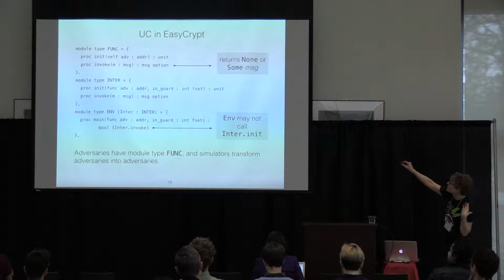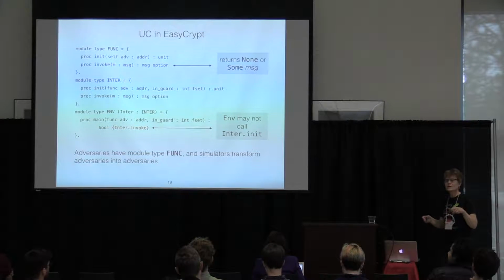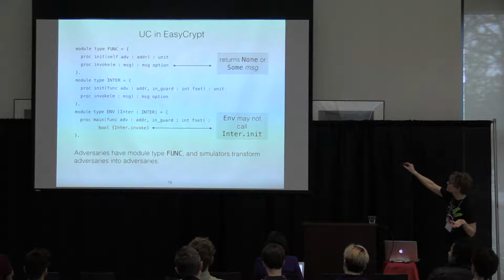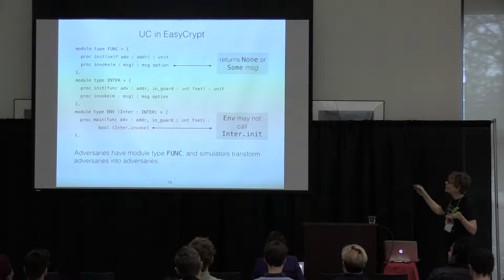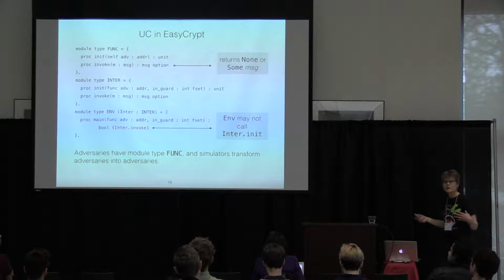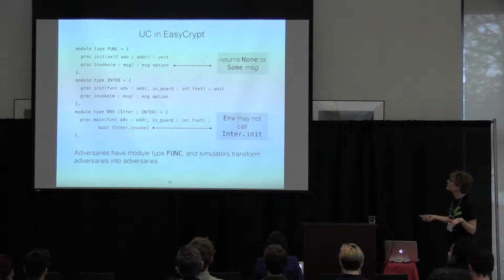What about interfaces? Well, they implement this module type. So they also have an init procedure, which takes the address of the functionality, the address of the adversary, and whatever the input guard is supposed to be. And when it's called, it will initialize the functionality and the adversary, as well as initializing its state. And then at runtime, invoke works as you'd expect. The environment can call it, and eventually either an error or an outgoing message comes back to the environment.